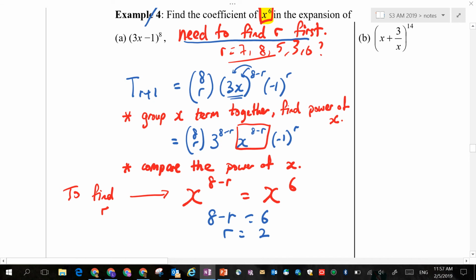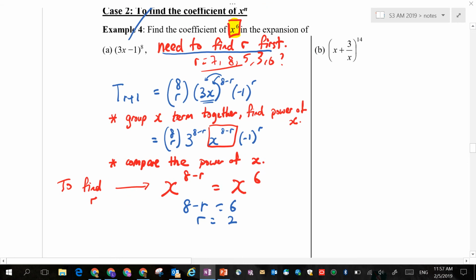Because I don't know yet. I show you in the next example why I need to go through this painful process. Right, now that I know r is 2, what can I do? Sub r equals to 2. Now I know already. T of 2 plus 1 is equals to 8 choose 2, 3x to the power of 8 minus 2, minus 1 squared. And what's the answer?